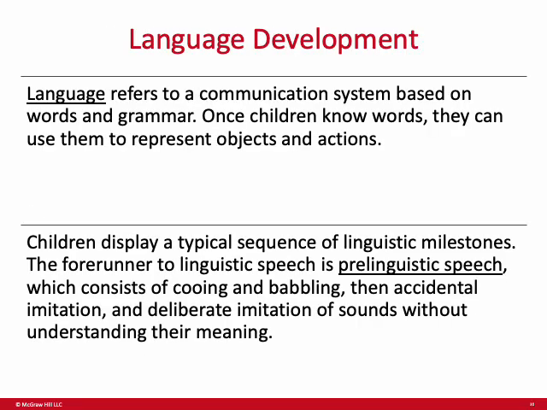Language refers to a communication system based on words and grammar. Once children know words, they can use them to represent objects and actions. Children display a typical sequence of linguistic milestones. The forerunner to linguistic speech is prelinguistic speech, which consists of cooing and babbling, then accidental imitation and deliberate imitation of sounds without understanding their meaning.